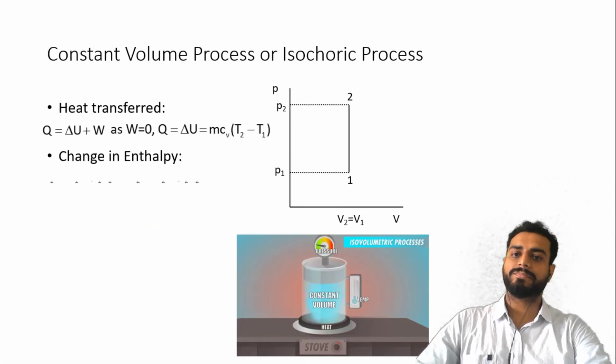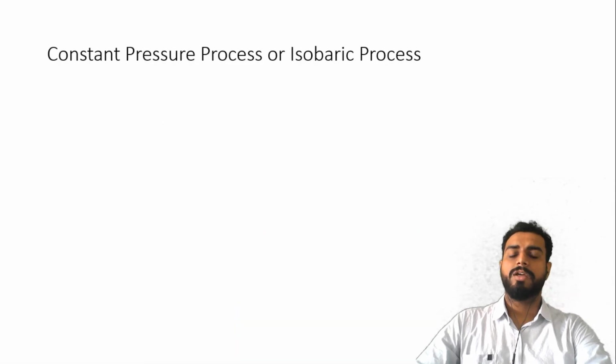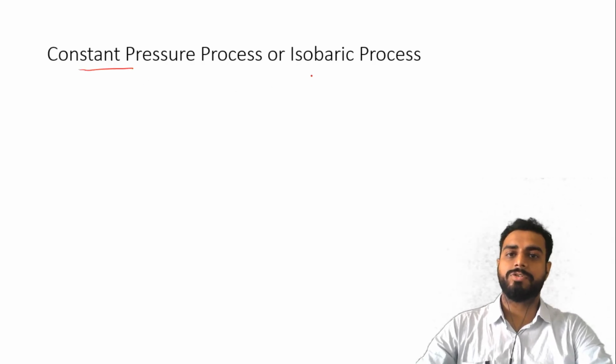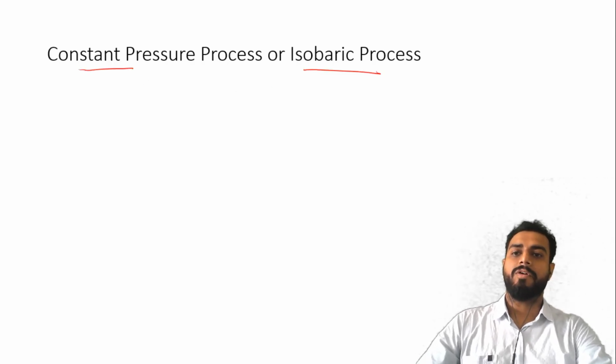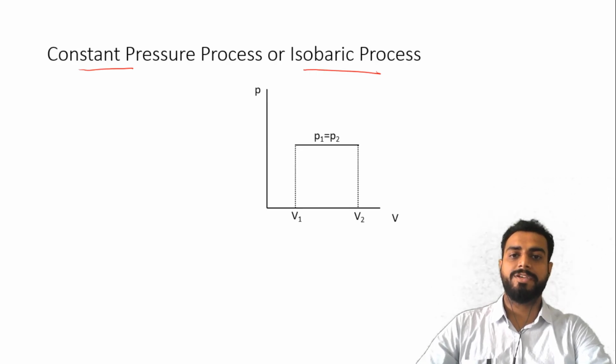Okay, now the constant pressure process or isobaric process. Remember the other name also, constant pressure is also known as the isobaric process. Now the representation on the PV diagram is shown over here.